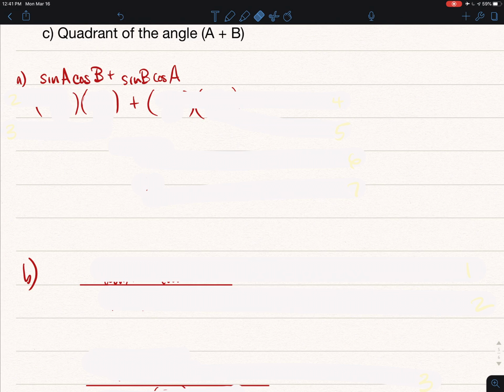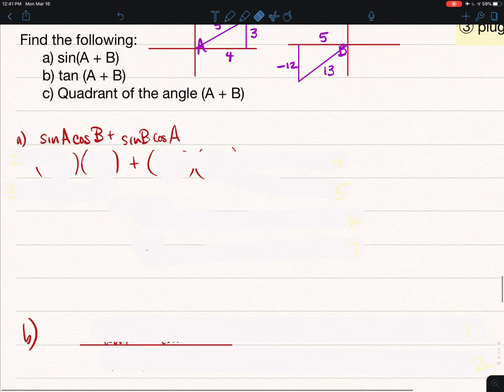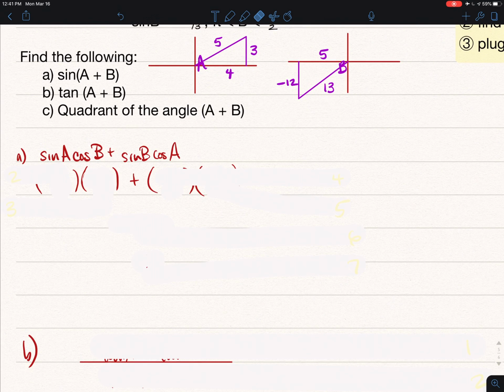And now is when you can unhide your picture to do that. So for the first piece, only look at the A picture. And so the sine of angle A is going to be 3/5. For the next piece, look at the cosine of angle B. So this is where we are right now. Look at the cosine of angle B on that picture, and that gives you negative 5/13. For the next piece, let's go look at the sine of angle B, and the sine of angle B is going to be negative 12/13. And then lastly, look at the cosine of angle A, which is going to give you 4/5.